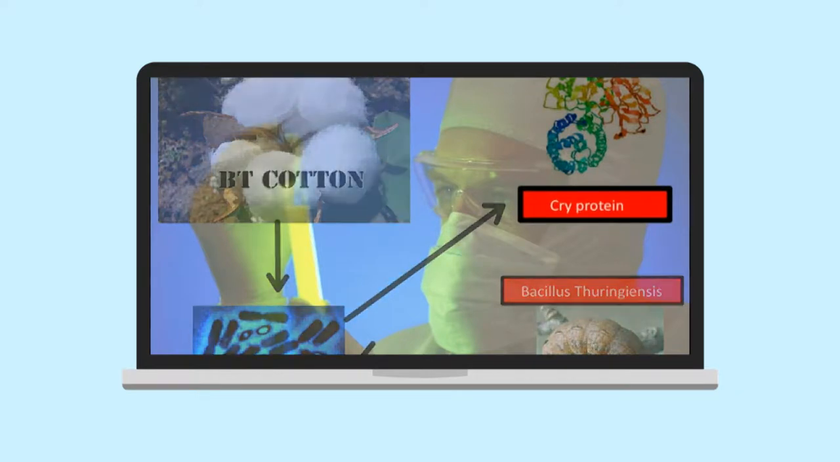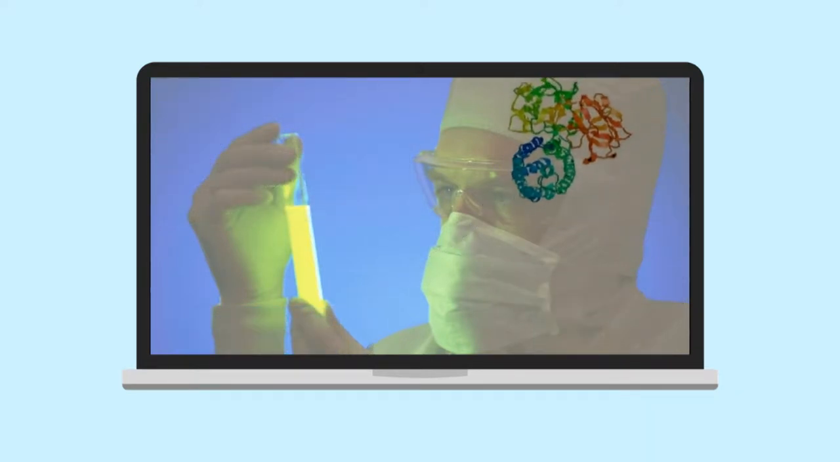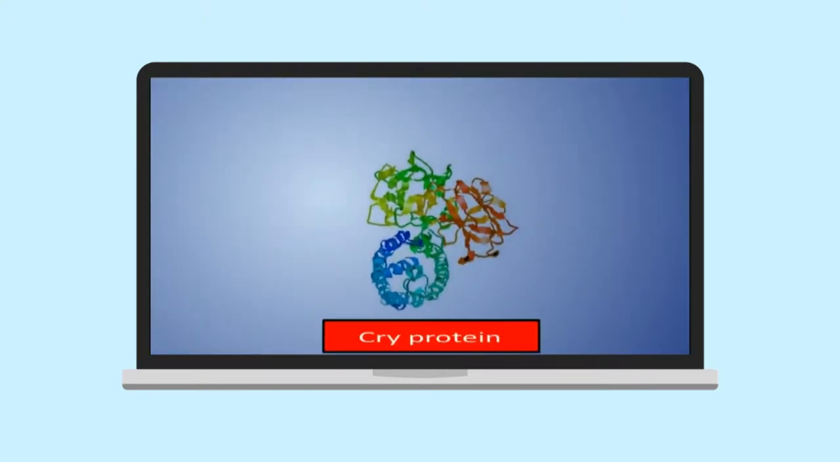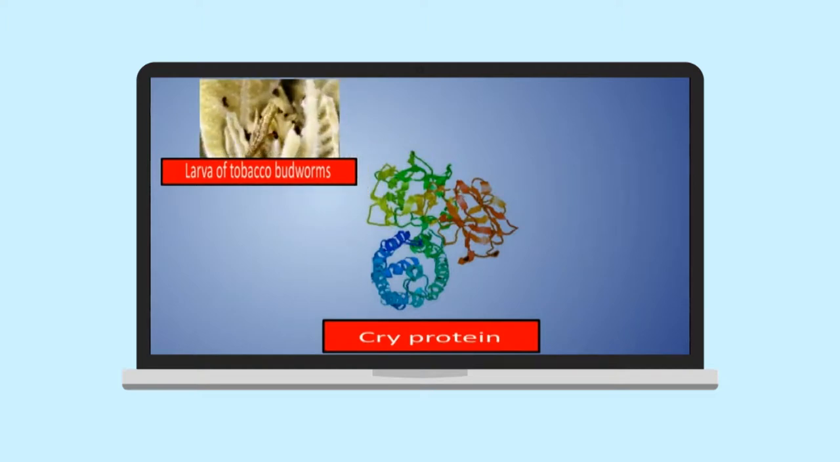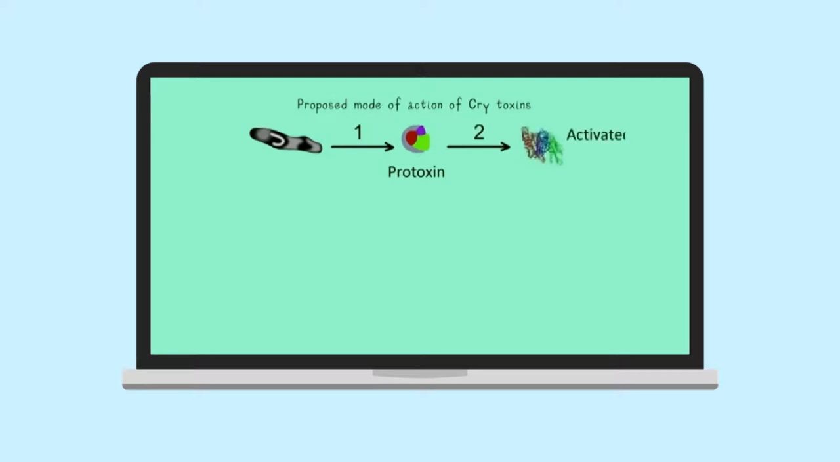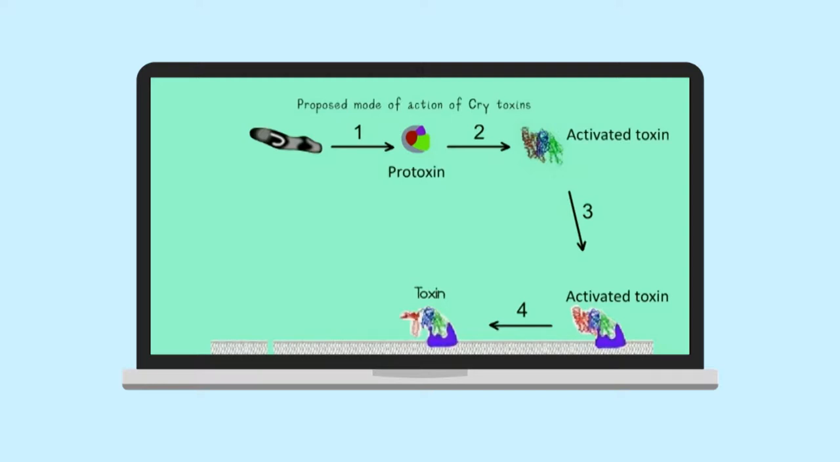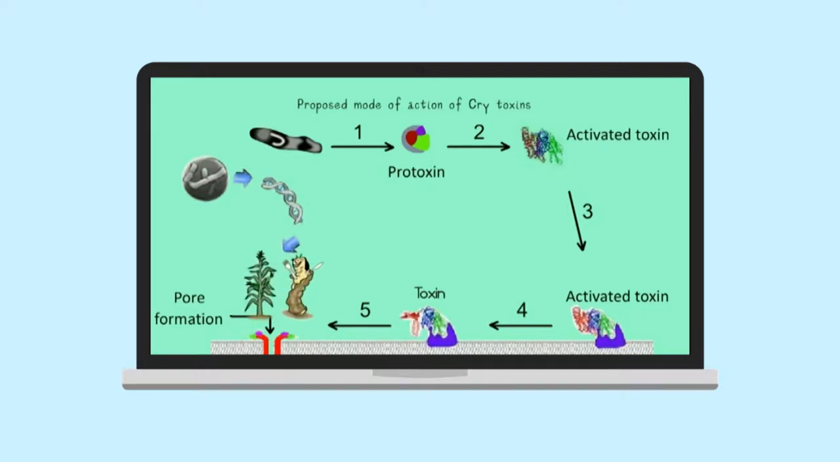These insecticidal proteins are effective in killing some of the most injurious caterpillar pests of cotton, such as the larvae of tobacco budworms and bollworms. The Bt toxin protein or the cry protein exists as an inactive prototoxin. But once an insect ingests the inactive toxin, it is converted into an active form of toxin due to the alkaline pH of the gut, which solubilizes the crystals. The activated toxin then binds to the surface of midgut epithelial cells and creates pores that cause cell swelling and lysis, and eventually cause death of the insect.